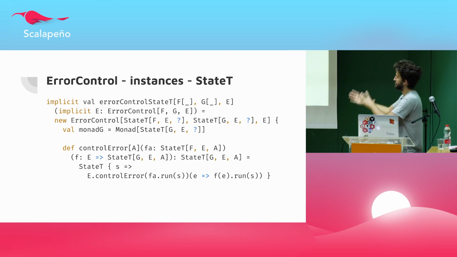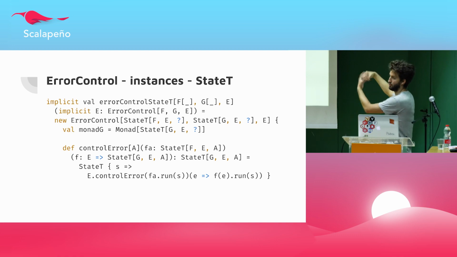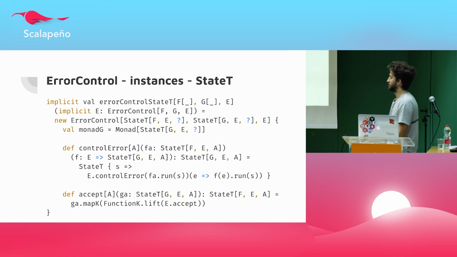And we say that, hey, I have the state T of F and E and A, and have a function that takes this error and returns an infallible version of state T, G, and E and A. And to do this, we just implement this. I'm not really going to go through this, but it just makes sense. We just call the underlying instance and basically forward the whole thing. I'm not going to get into this in detail. And then accept is just this mapK function, which maps the underlying instance, right? So mapK just takes a natural transformation from F to some other type G. And of course, here we go from G to F.